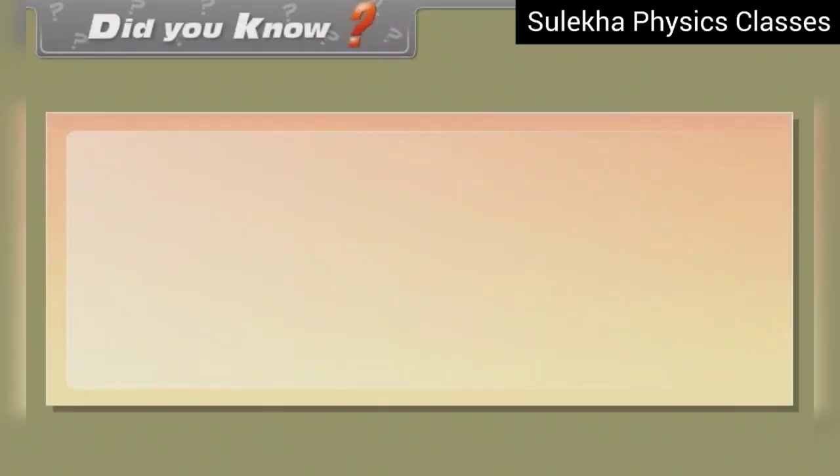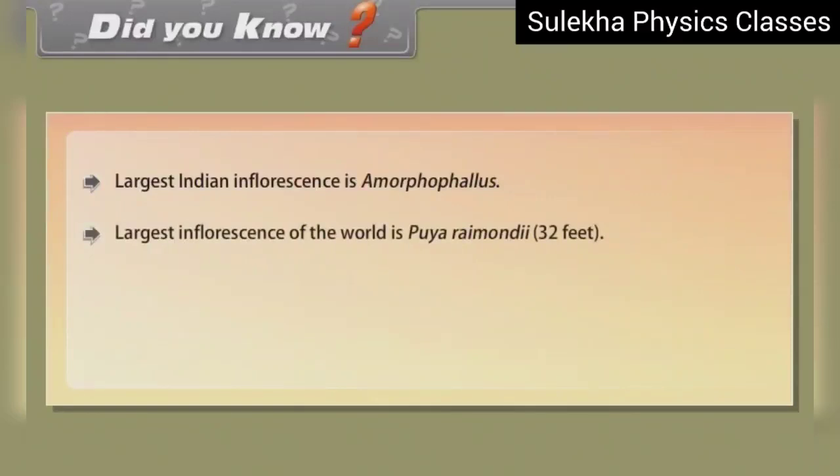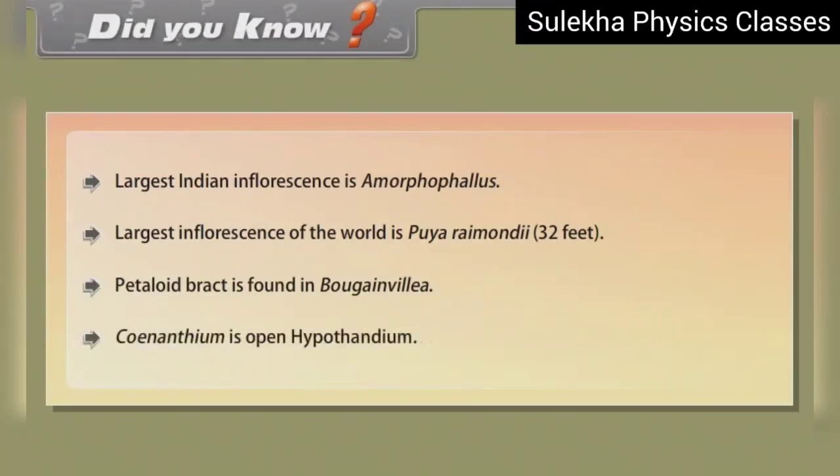Did you know largest Indian inflorescence is Amorphophallus? Largest inflorescence of the world is Puya raimondii, 32 feet. Petaloid bract is found in Bougainvillea. Cyathium is open hypanthodium.